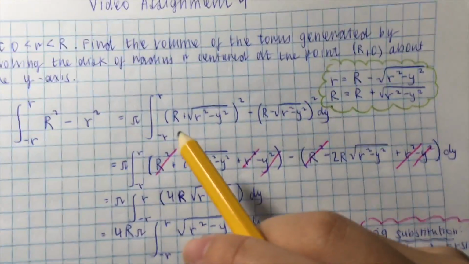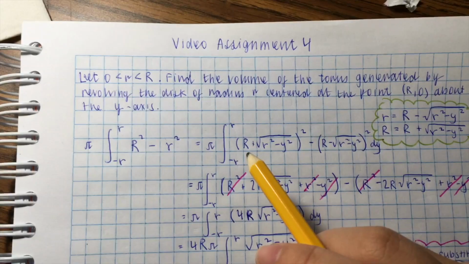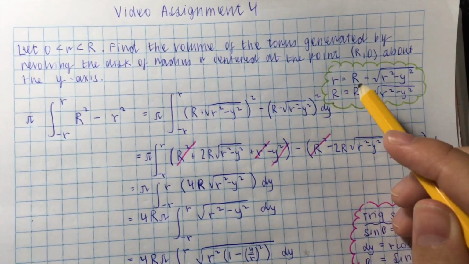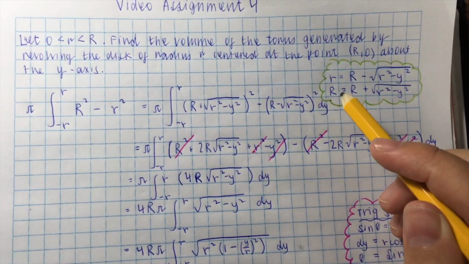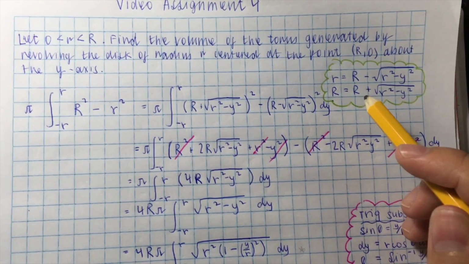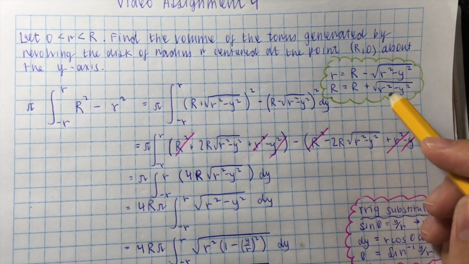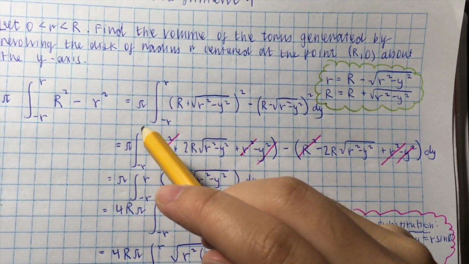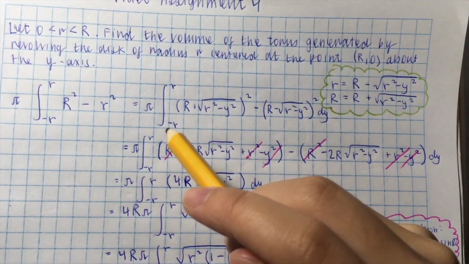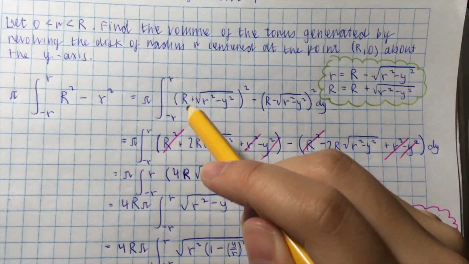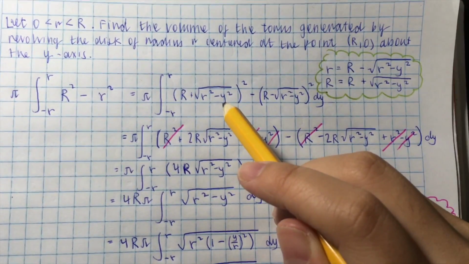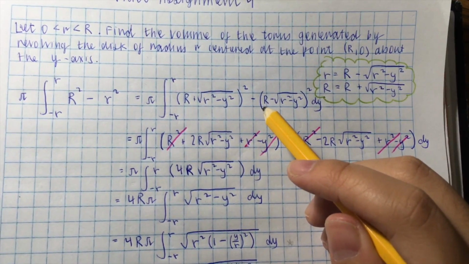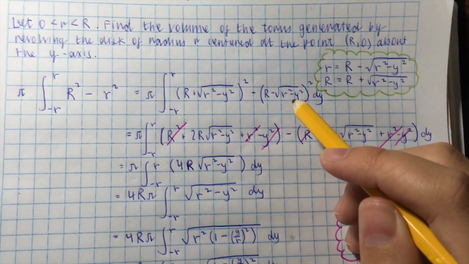make things easier. So as we are revolving this about the y-axis, little r becomes big R minus square root of r squared minus y squared, and big R becomes R plus square root of r squared minus y squared. So we replace this here, so we have a pi integral from negative r to r of R plus square root of r squared minus y squared all to the power of 2 minus R minus square root of r squared minus y squared all to the power of 2 dy.